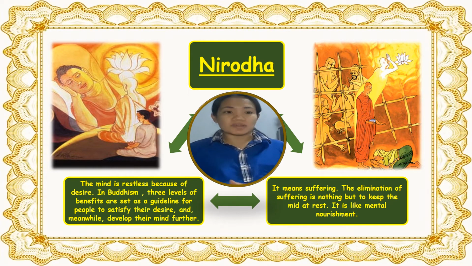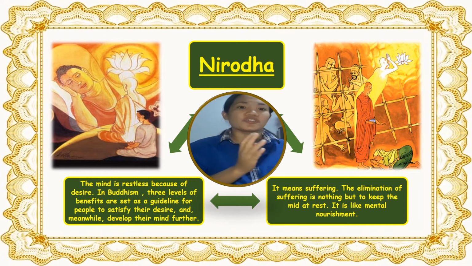The mind is restless because of desire. In Buddhism, 3 levels of benefits are set as a guideline for people to satisfy their desire and meanwhile develop their mind further. So, Niroda, it means suffering. We suffer. And in this 3rd noble truth, it is the elimination or taking away suffering in your life.